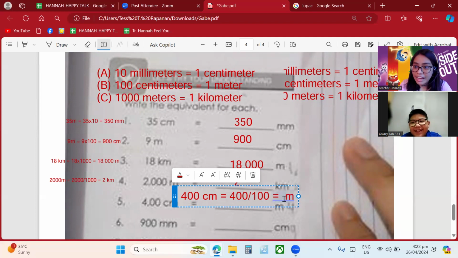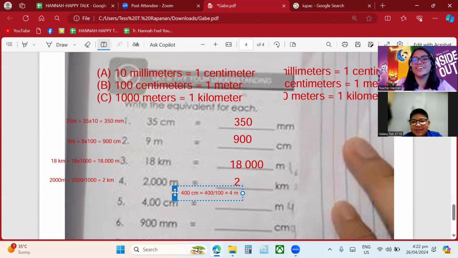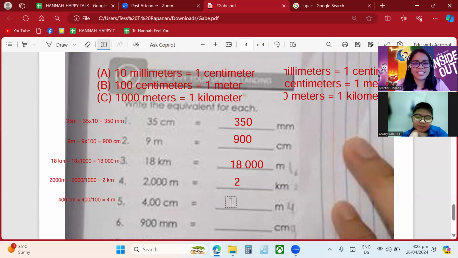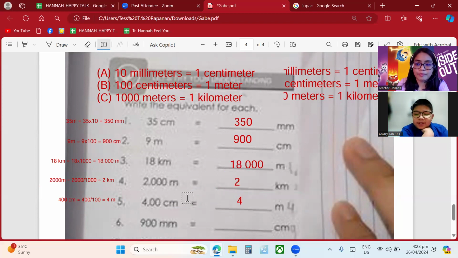400. How many 100 for every 400? 4. We have only 4. It's close. Okay, it's close. But the correct answer is 4. What's your answer? 4 meters.